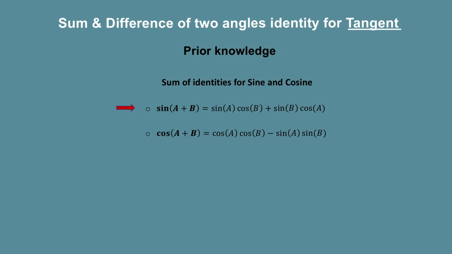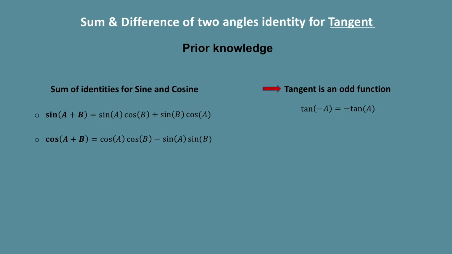Also, I am assuming that you are aware that tangent is an odd function. That is, tangent of negative A equals negative tangent of A. If you're not sure what that means, no problem. I have another video that explains even and odd functions with sine, cosine, and tangent. You can find that linked in the description box below as well.